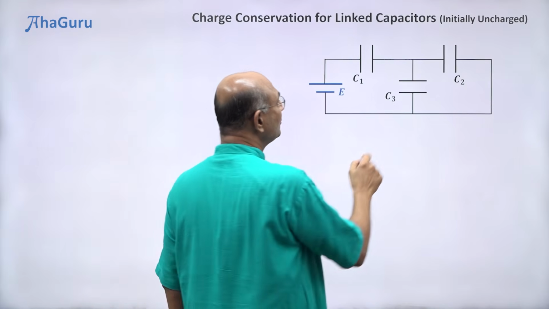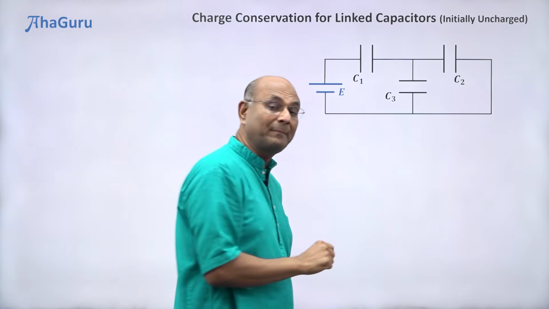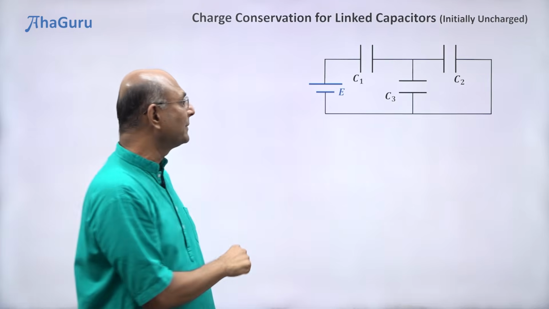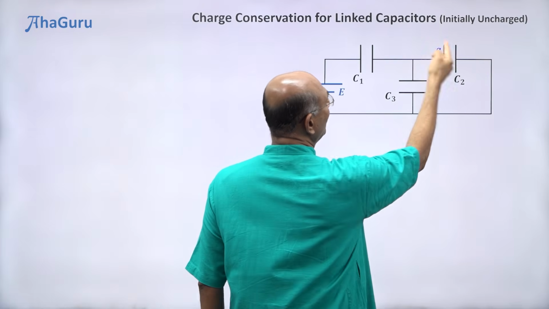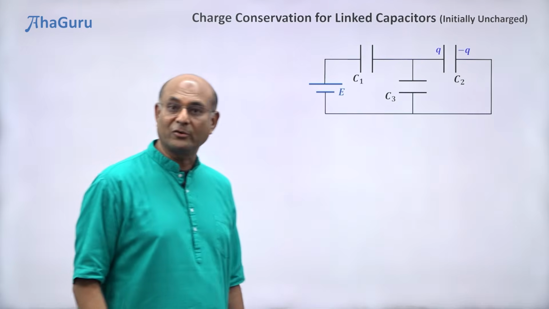But first what I'm going to do is I'm going to say C2, this capacitor has a charge Q. I'm assuming it has a charge Q. So let us say that this plate is Q. So the opposite plate must have minus Q.